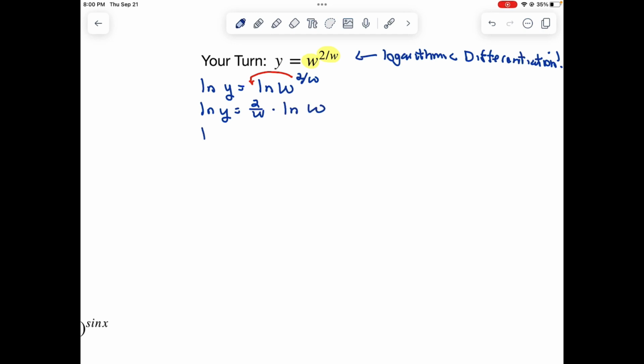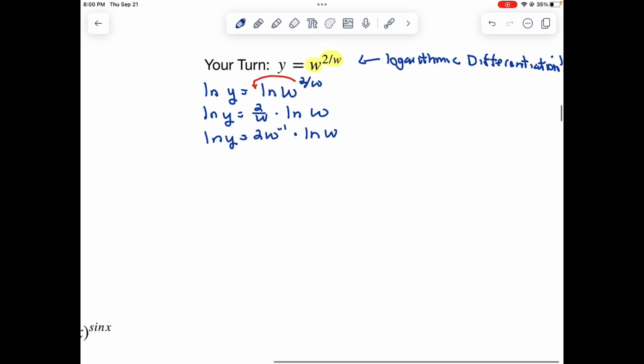Now, to make this a little bit easier so I don't have to do the quotient rule, I'm going to rewrite 2 over w as 2 times w to the negative 1. And so now we're going to take the derivative of the left-hand side. The derivative of natural log of y is 1 over y, and then we multiply that by the derivative of y with respect to x, because remember, y is a function of x. Sorry, I said x, because our independent variable is w this time.